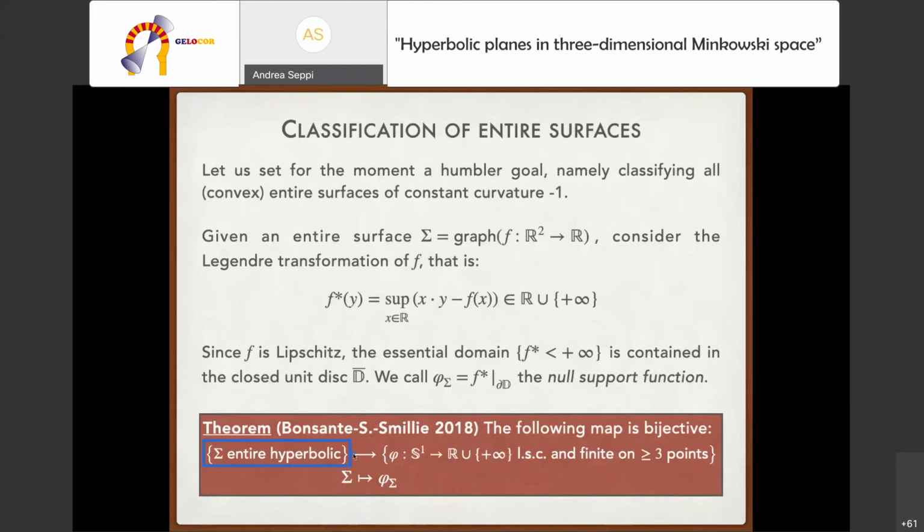So this result contains many statements. For instance, the first thing is that the null support function is necessarily lower semi-continuous. That's very easy because it is a supremum of continuous functions, and it has to be finite on at least 3 points on the circle. And then there is the existence problem. So one has to show that for any such phi, you can find such an entire hyperbolic surface. But anyway, this is a classification result for entire hyperbolic surfaces. By hyperbolic, I mean just the intrinsic curvature is -1.